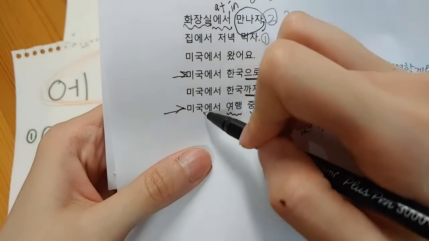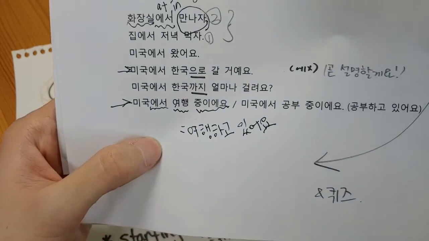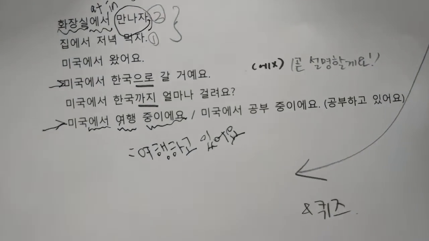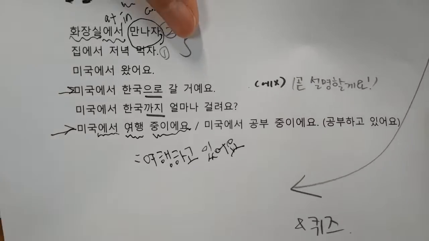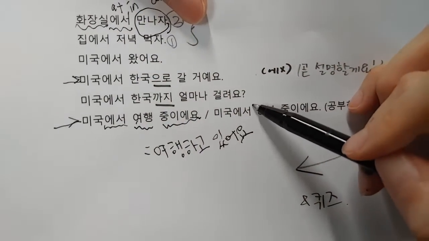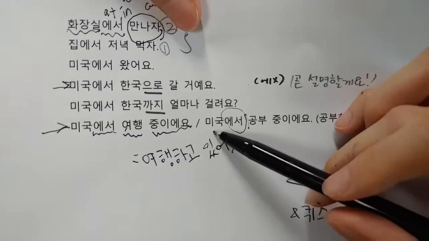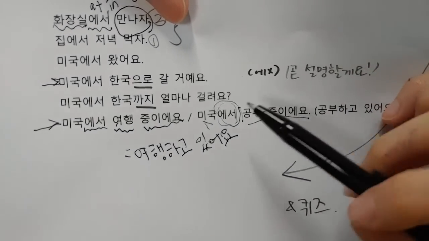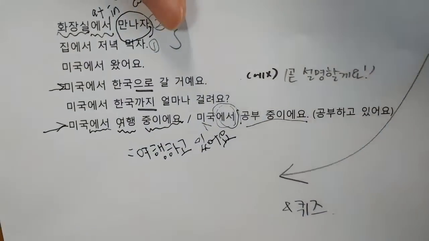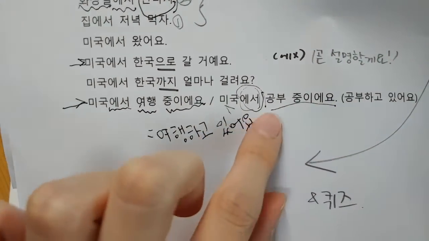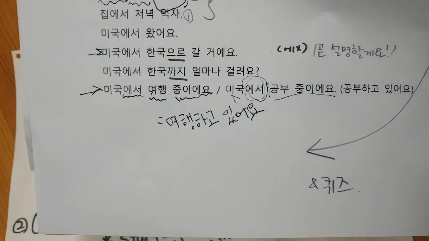So that's why 에서 is used because when you're traveling, you are doing a specific action, right? And also, when you are a student studying in the USA, you can also use 에서. 미국에서 공부 중이에요. I am studying in the United States of America. So it's not 미국에 공부 중이에요 because 공부, study, is a specific action, right?